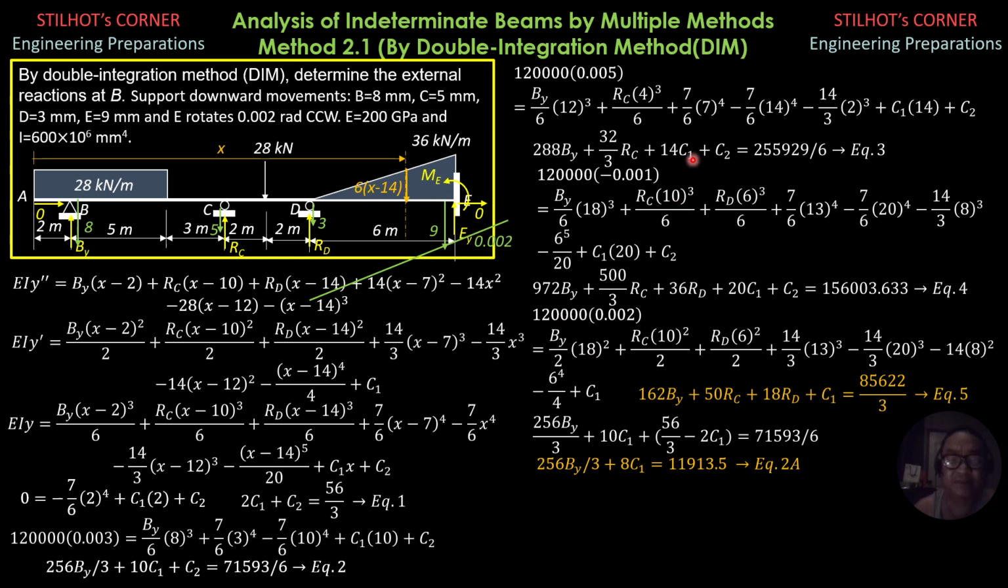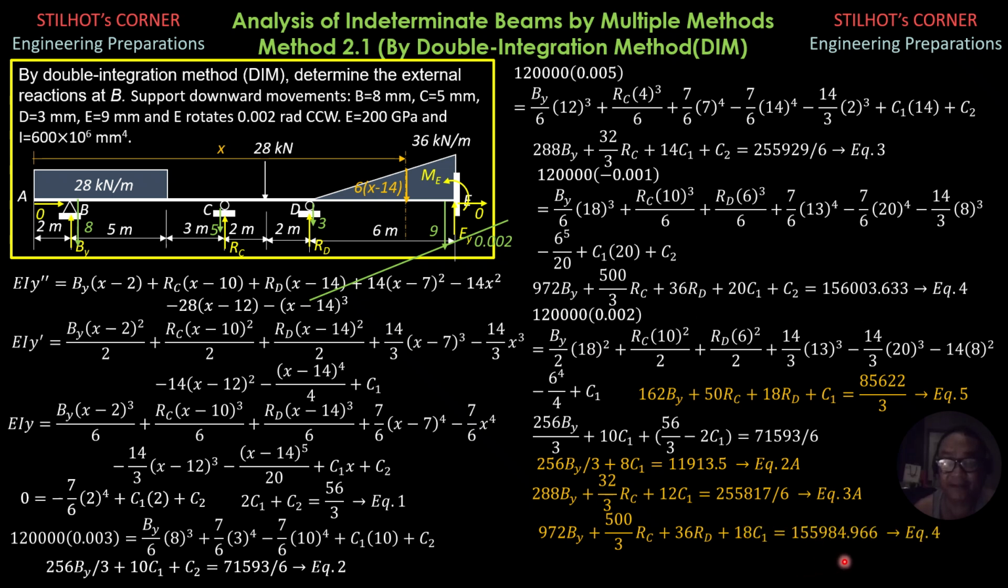Then in equation 3, substitute C sub 2, which is equal to 56 over 3 minus 2 C sub 1. Then it becomes 288 By plus 32 over 3 Rc plus 12 C sub 1 equals 255,817 over 6. That is 255,929 over 6 minus 56 over 3. Call it equation 3a. Then in equation 4, replace C sub 2 by 56 over 3 minus 2 C sub 1. It becomes 972 By plus 500 over 3 Rc plus 36 Rd plus 18 C sub 1 equals 155,984.966. Call that equation 4a.